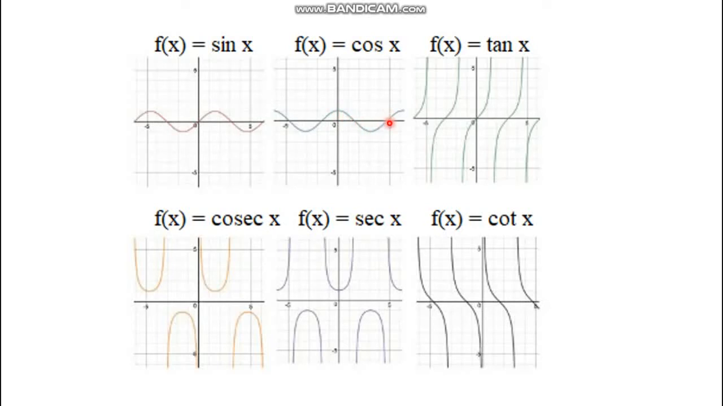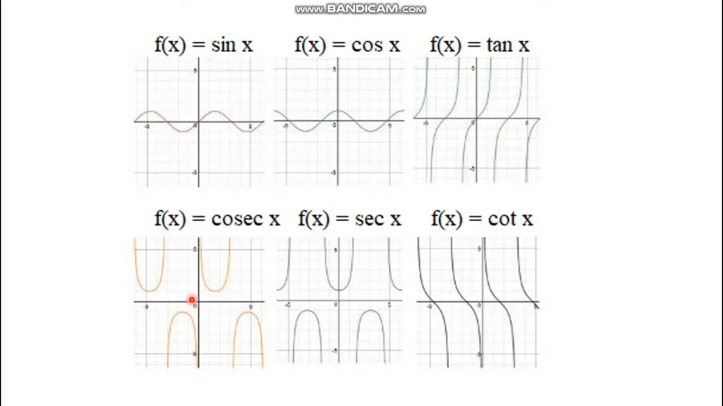Okay, then one period is completed. Here in the tangent curve, it starts from minus infinity, then this type of curve, and then at plus infinity. That means at those points they become undefined.